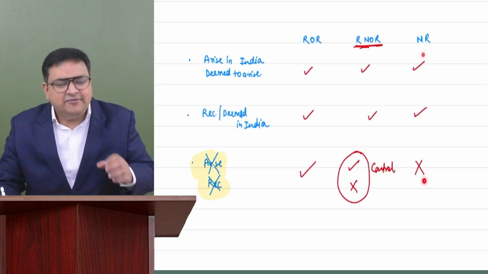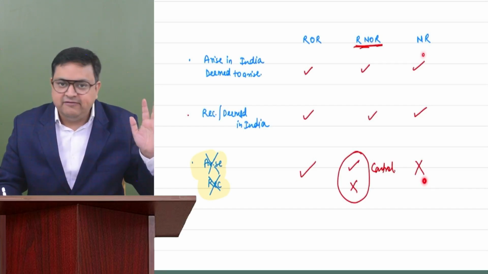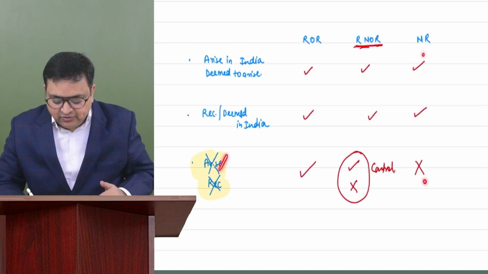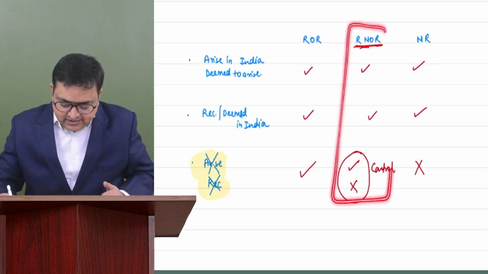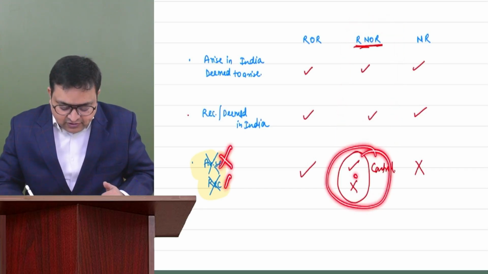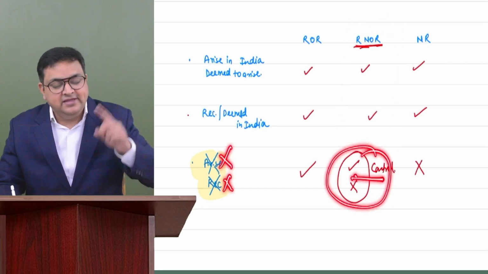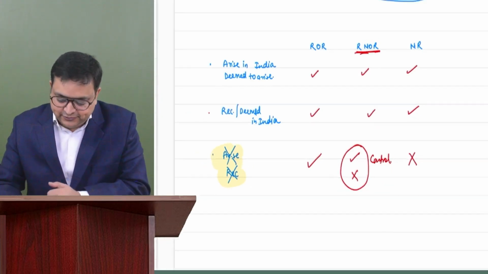Non-resident, even if it is controlled, that control word does not matter to non-resident. He will say, I will not pay tax because this income is not arising nor being received in India, right? But not ordinary will pay tax if it is controlled. It is not arising nor received, but if it is controlled from India, yes. If it is not controlled, no. Got it? So please remember this thing also.